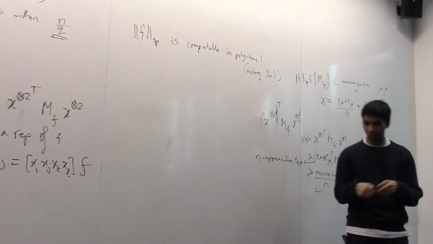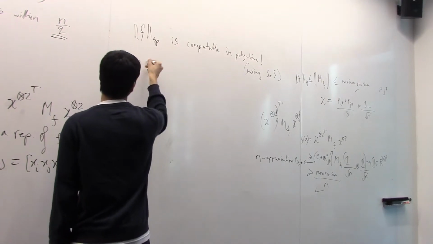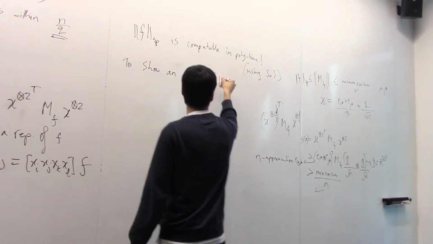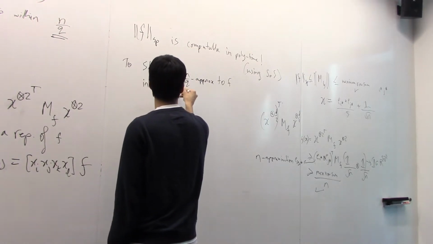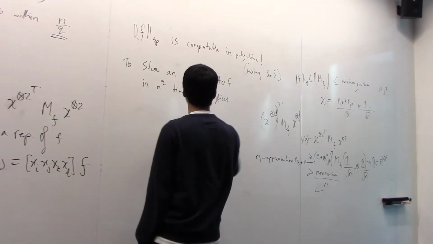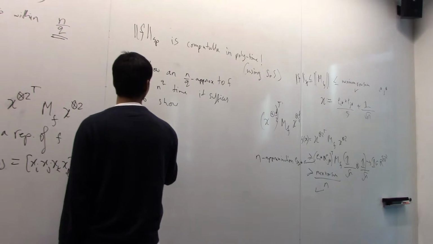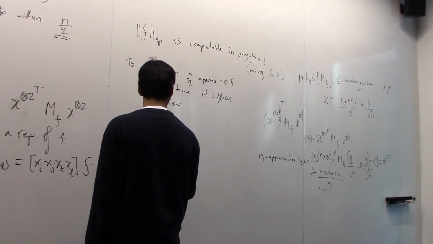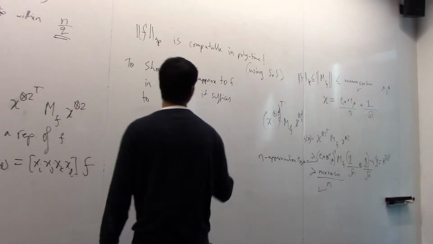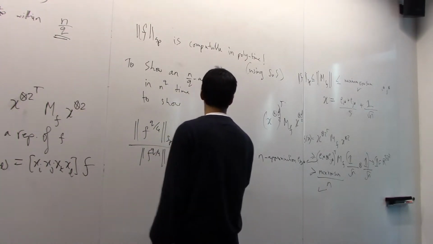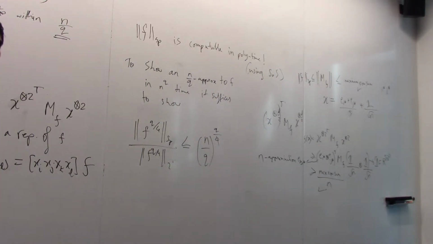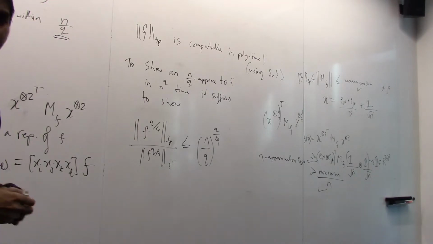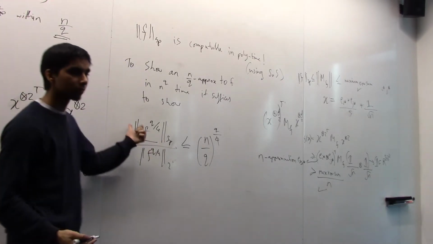To show an n over q approximation to f in n to the q time, it suffices to show, well, that the spectral norm is at most the bound. Is 4 referring to the degree? Like if this was a higher degree polynomial with the 4 beta? Yeah, exactly. We do this so that f has degree exactly q. Okay.